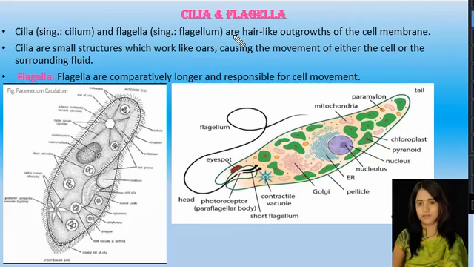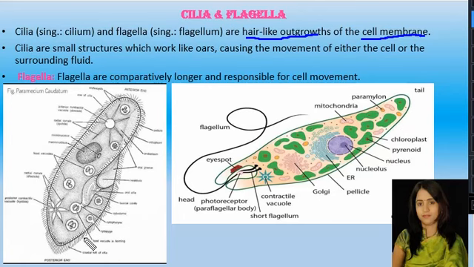Both cilia and flagella are hair-like outgrowths of the cell membrane. Whereas the cilia are comparatively much smaller. You look at this, this is a paramecium. The outer surface of the body of the paramecium consists of thousands of hair-like outgrowths. These outgrowths are known as cilia.